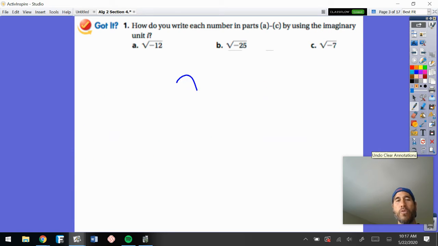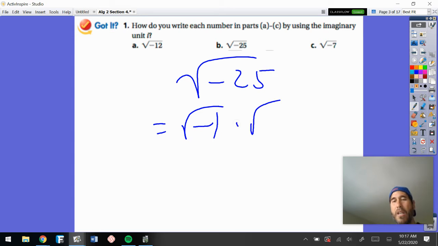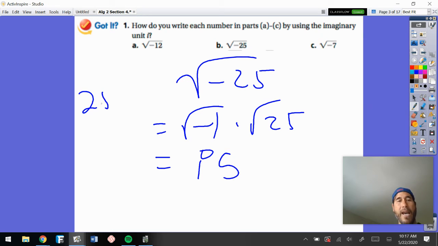Let's do B, square root of negative 25. Well, what's that? Well, Mr. T, that's just negative 1 times the square root of 25, which is i. Class, what's the square root of 25? That's just 5, right? And I could break that down if I wanted to.